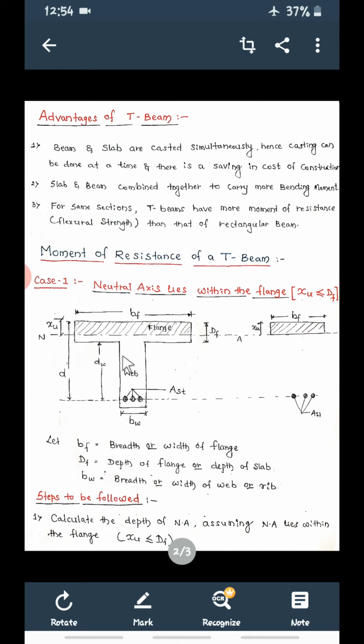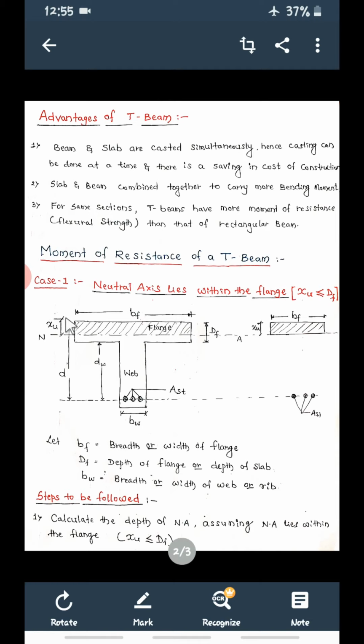Okay, here concrete is also there, but it is neglected. Only this part we are going to consider. Above this neutral axis is the compression zone and this is the tension zone. There will be two zones now. This is the compression zone, this is the tension zone. So shown here, I have only shown the portion above this neutral axis.